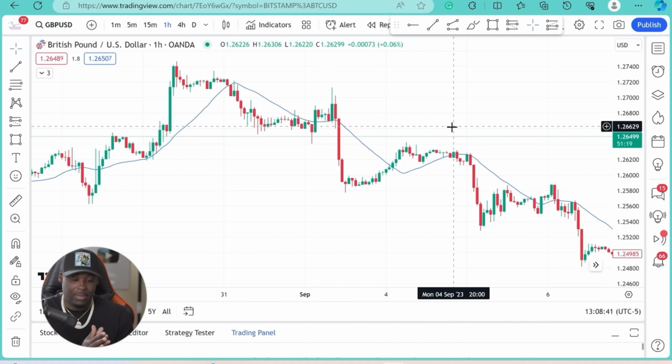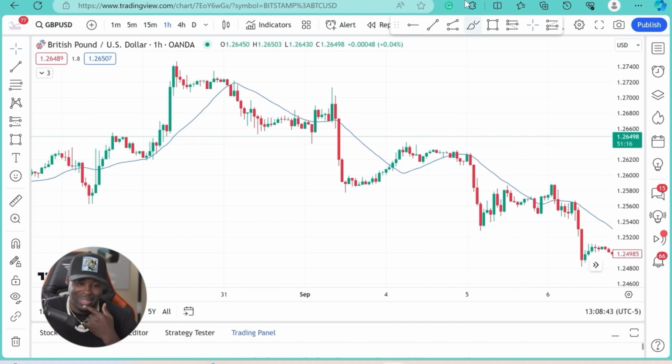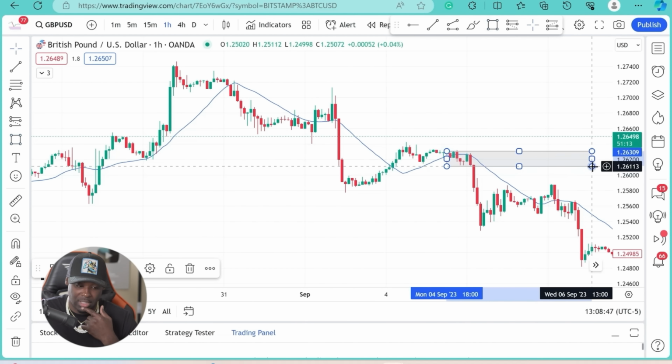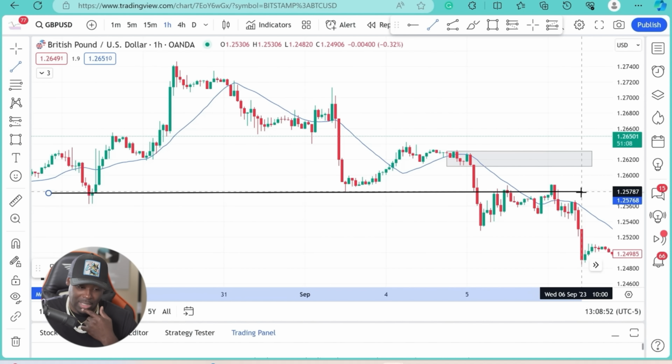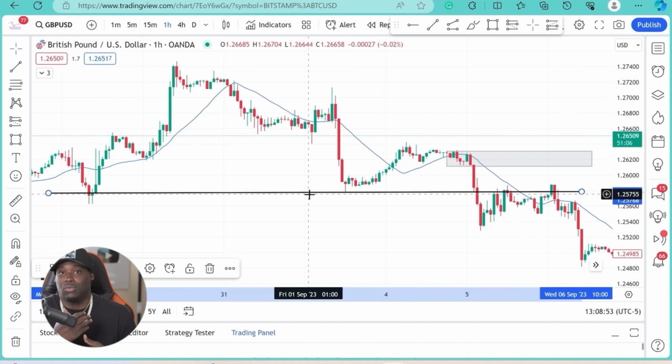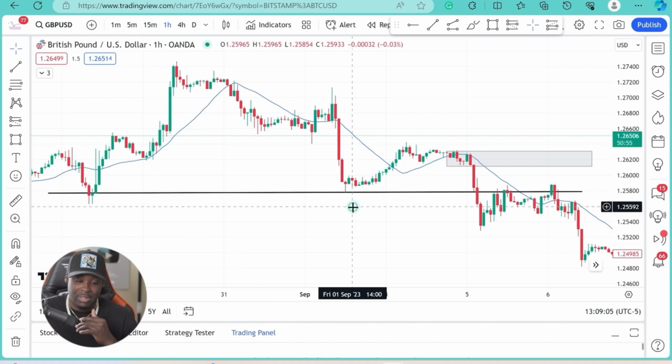All right, here's another example of what I'm talking about. So right here, guys, we have supply right here. Now, it never came to that supply, but what do we have? We have resistance. So again, I told you guys before, I don't really just only trade supply and demand. I trade support and resistance and supply and demand. A lot of people just only trade supply and demand. Go ahead. If you want to do that, there's nothing wrong with that. All right. I'm just telling you what I do.